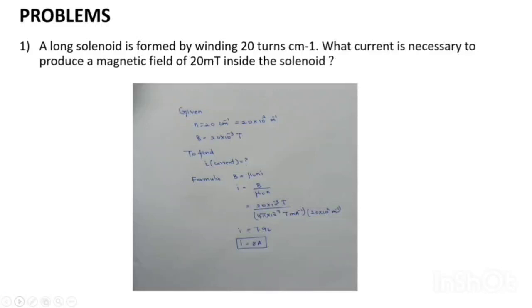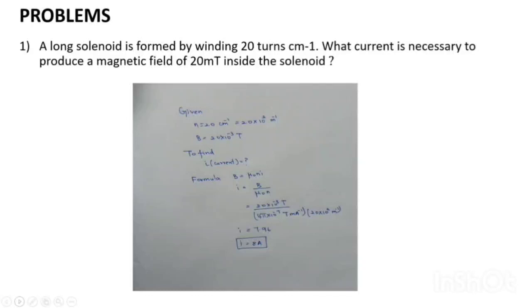So the next slide is about the magnetic field due to a solenoid. The first question is: a long solenoid is wound with 20 turns per centimeter. What current is necessary to produce a magnetic field of 20 millitesla inside the solenoid? First, let's write the given terms. The number of turns per unit length and the magnetic field are given; the number of turns is expressed in meter inverse and the magnetic field is given as 20 into 10 to the power of minus 3 Tesla. They have asked us to find the current inside the solenoid.